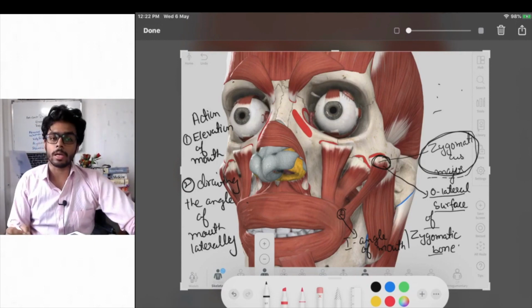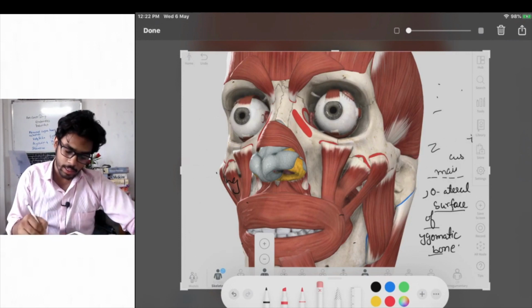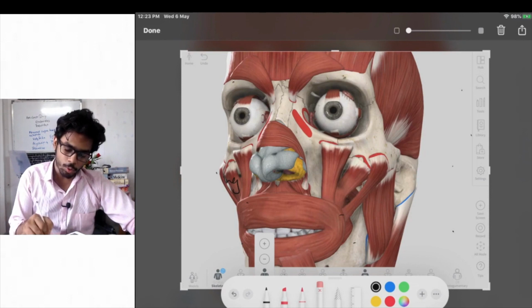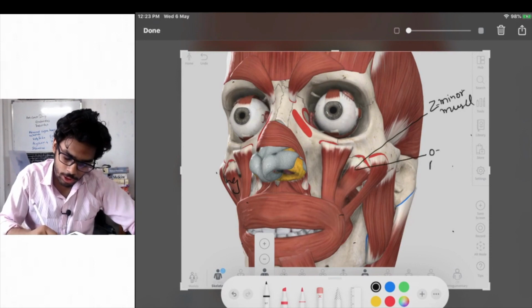Now we will study the zygomaticus minor muscle. This muscle is present on the anterior surface of the zygomatic bone, more medial to the zygomaticus major. This is the zygomaticus minor muscle. Origin: anterior surface of zygomatic bone. Am I clear?